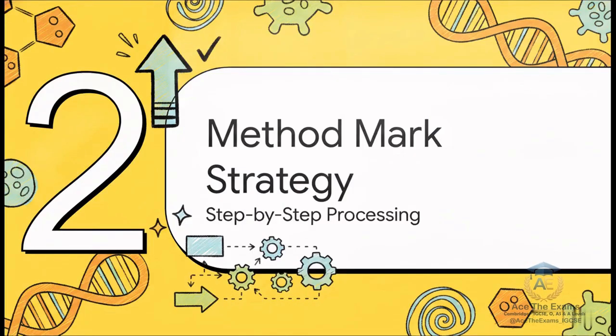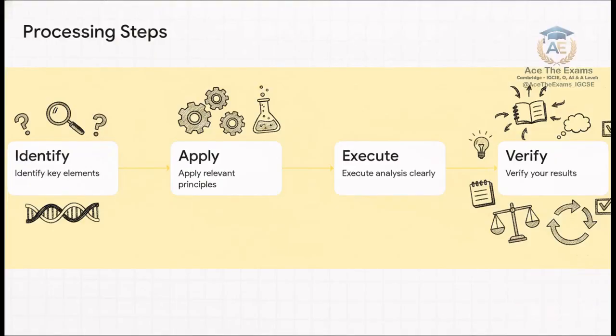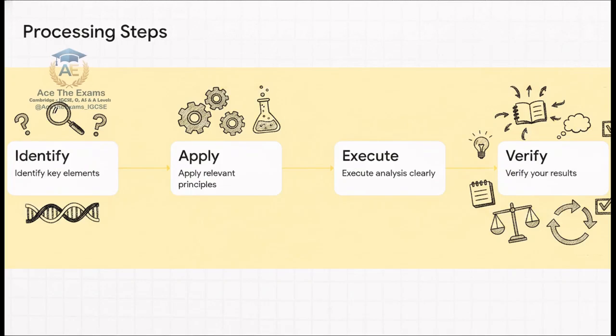Let's get into the method mark strategy. You absolutely must follow the standardized sequence to secure maximum points, because examiners award crucial method marks for this exact logical progression. Step 1. Identify the key elements of the pathway. Step 2. Apply the relevant biological principles, like enzyme action or decarboxylation. Step 3. Execute your analysis with really clear, explicit working. Do not hide your thought process. And finally, Step 4. Verify your results. This is exactly how you prove to the examiner that you're processing the science, not just regurgitating it.